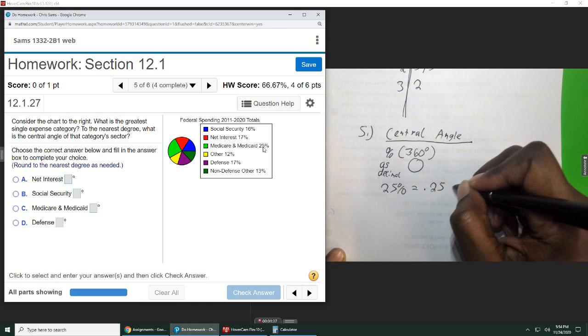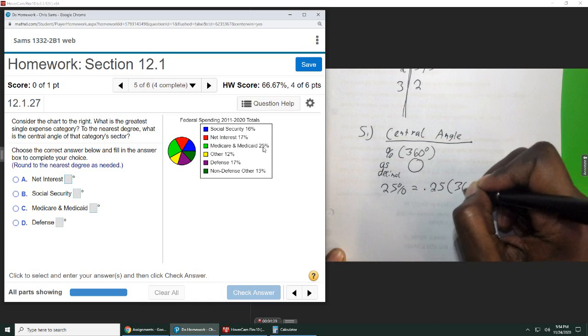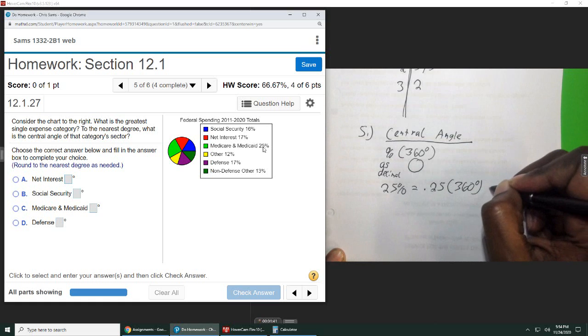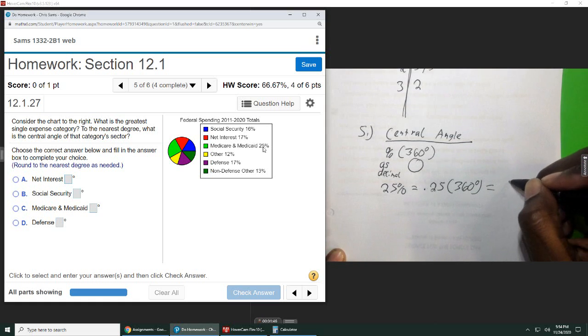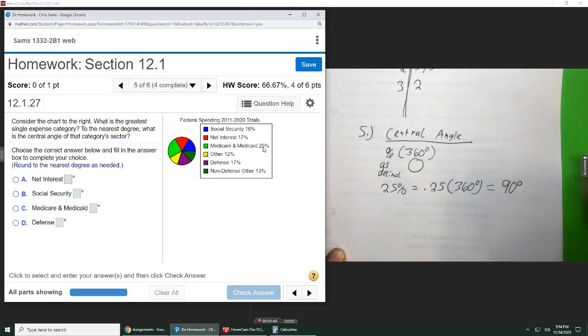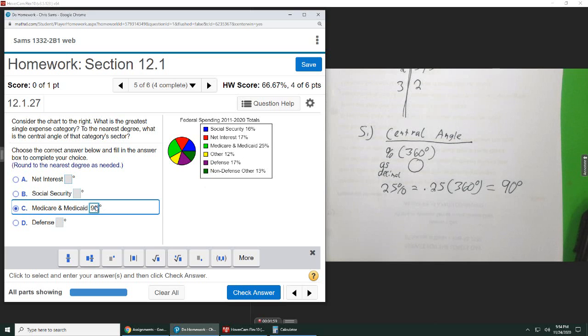So we're going to do 0.25 times 360 degrees. That is going to give us 90 degrees. So the biggest category is Medicare and Medicaid, and that is a 90 degree angle. That comes from the percent times the 360 degrees for the circle. So that's the percent of the circle. You convert the percent to a decimal, and then you just multiply.